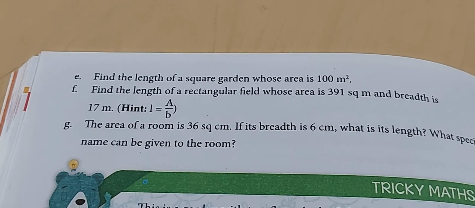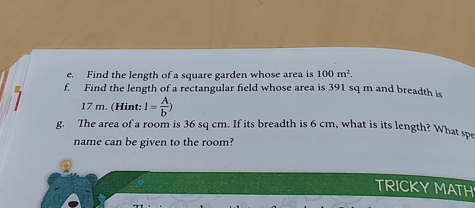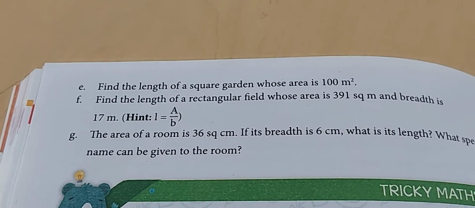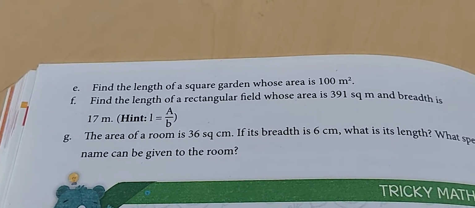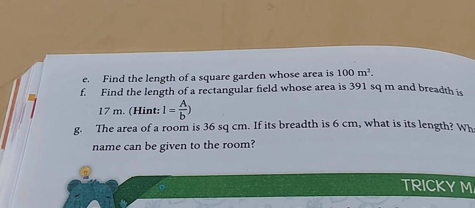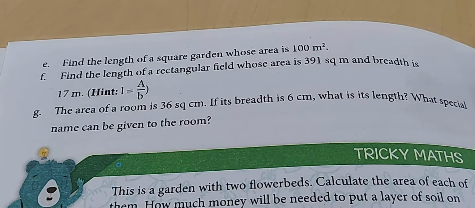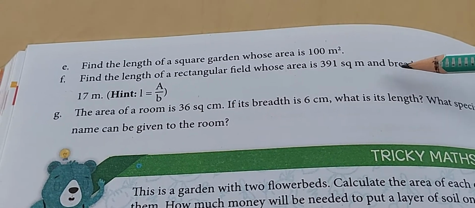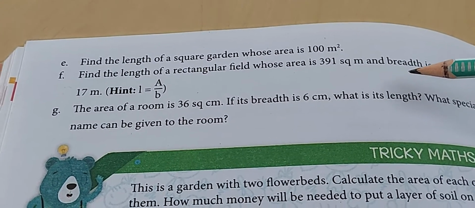The next question is to find the length of a square garden whose area is this much. We know that area divided by length will give you the breadth. Sorry, you have to find the length, so area divided by breadth will give you the length. Here also you have to take out the length of the rectangular field.